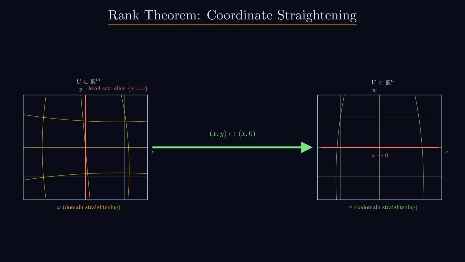In the canonical coordinates, consider the level set of F at the value c, the set of all points mapping to (c, 0). It is the slice where the first r coordinates are fixed at the value determined by c, and the remaining m minus r coordinates are free. This slice appears as a vertical line in the two-dimensional illustration. The constant rank level set theorem follows, asserting that every level set, in the canonical coordinates of the rank theorem, is a coordinate slice of codimension r, a properly embedded submanifold.